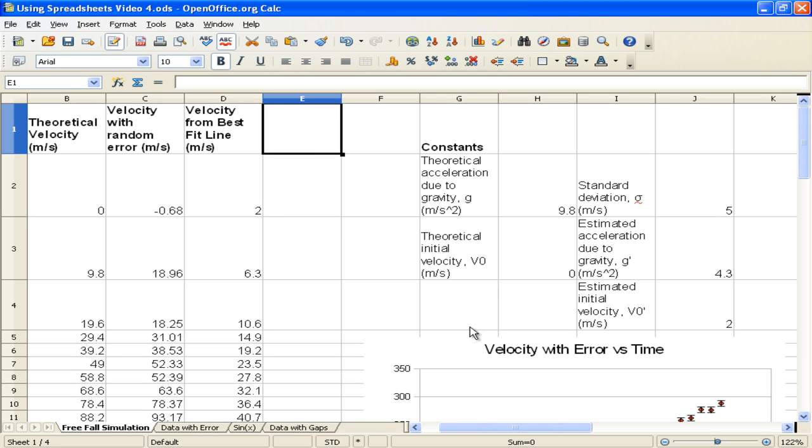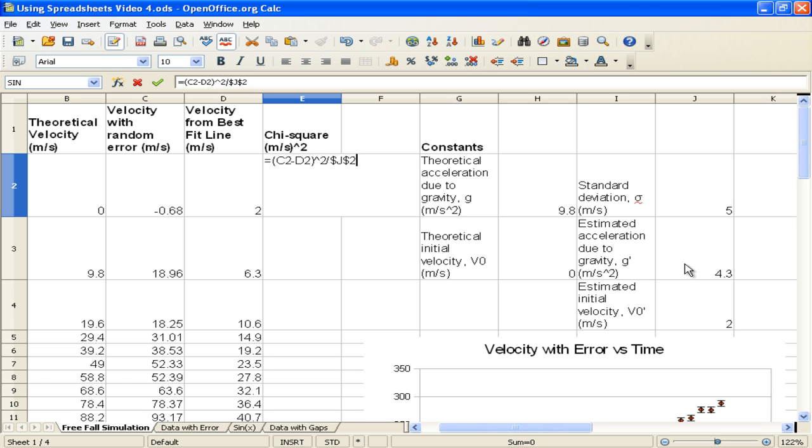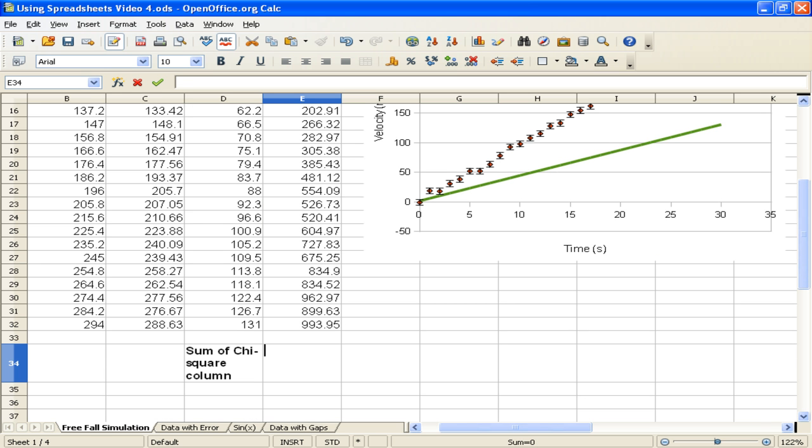Let's go over to our spreadsheet. Let's type in the formula. It's going to be cell C2, put that in brackets, minus D2, all squared, divided by the standard deviation, which is $J$2, because I want to make that an absolute cell reference, squared. And we'll copy that difference down the column. Now it's the total that we're interested in, so let's sum up all of these cells, E2 to E32.